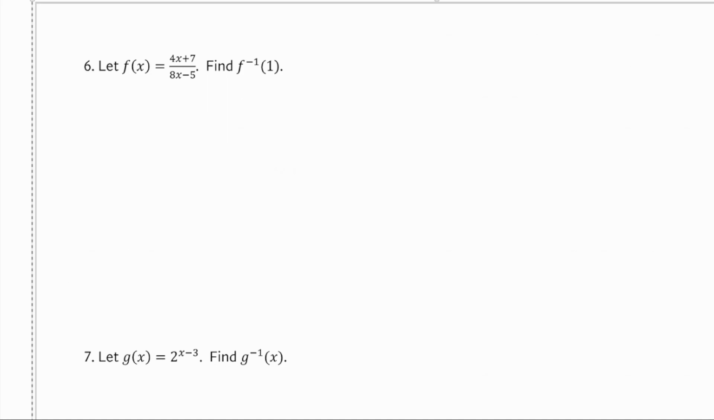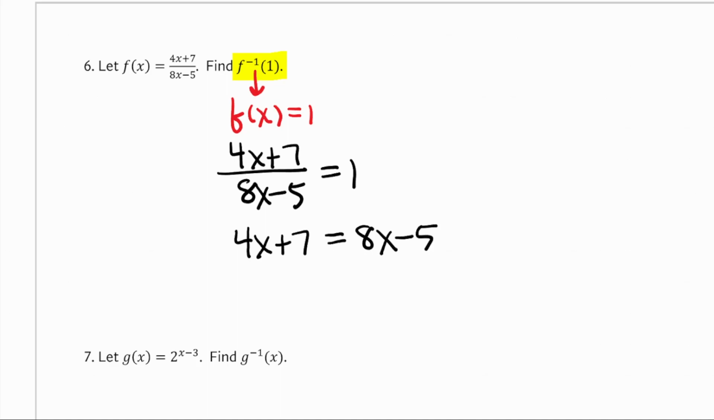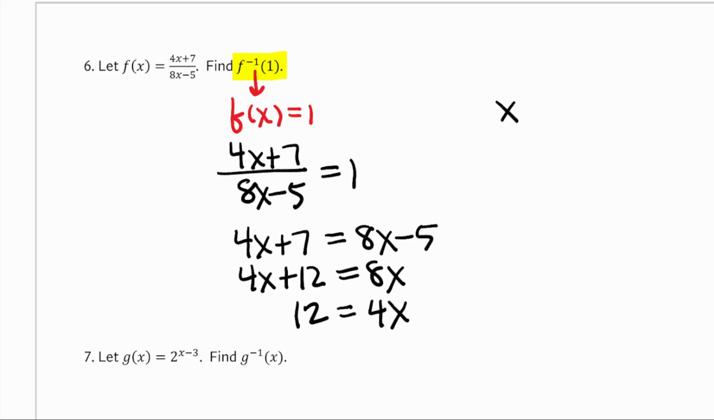Number 6 is find f inverse of 1. So we're going to take f of x and we're going to set it equal to 1, kind of like we've been doing the whole time here. The formula for f of x, that's 4x plus 7 over 8x minus 5, that equals 1. I'm going to multiply both sides by 8x minus 5. And then I'm going to solve for x. Maybe I'll add 5 to both sides, subtract 4x, divide by 4, and I'll get x equals 3. So f inverse of 1 is going to equal 3.